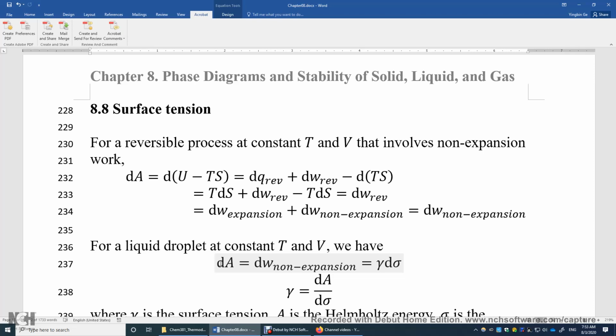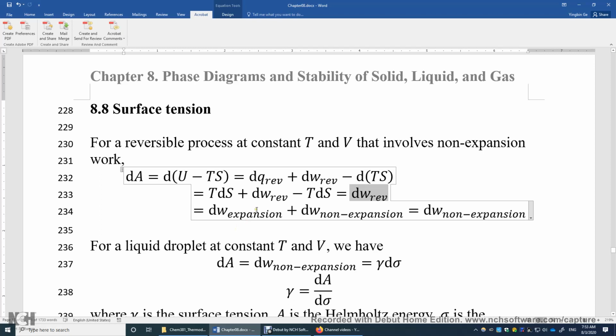So let's talk about the theory. For a reversible process at a constant temperature and volume condition, if there is non-expansion work, this dA is equal to dU minus TdS. dU is dq reversible plus dw reversible. And then we can do further derivation here. dq reversible is TdS. We copy this dw reversible here. If the temperature is constant, d(TS) is TdS, and then we have dA is equal to dw reversible.